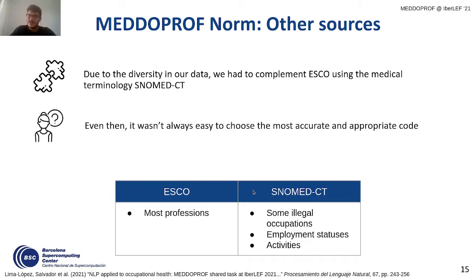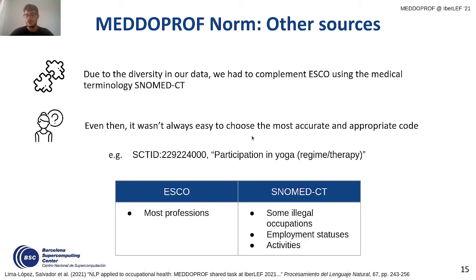Even then, it wasn't always easy to choose the best code for each mention, as there isn't really a comprehensive terminology that encompasses all of these 3 categories. And sometimes we had to choose codes that were a little bit related, but not exactly correct. For instance, for people who do yoga as a hobby, we had to use this SNOMED code, which is called participation in yoga as a regime or therapy. This necessarily gives the activity a medical association, and it doesn't have to be so. It can just be a hobby, right?